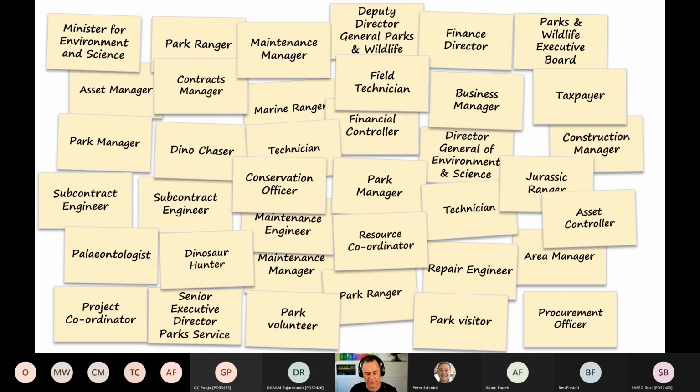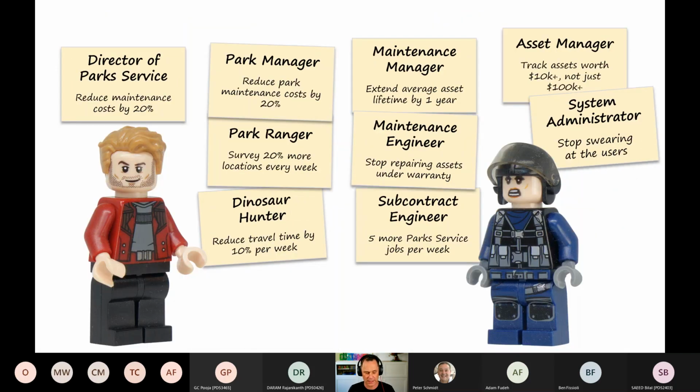So what the team did at Jurassic World, they brainstormed about 40 different personas, threw them up on a whiteboard on sticky notes, and then went through a grouping exercise to try and consolidate that down. We ended up with 9 personas in 4 different groups, and they summarized the primary goal for each user role. So we have a director of the park service, a lot of park ranger type people, some maintenance type people, and then a couple of back office staff, the asset manager and the system administrator who wants to stop swearing at the users.